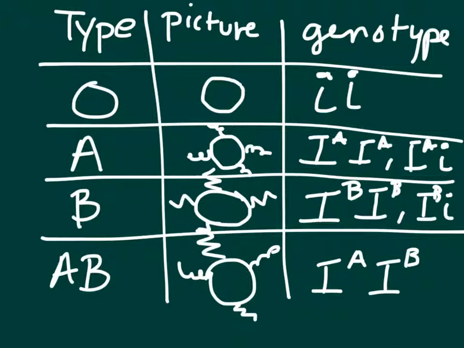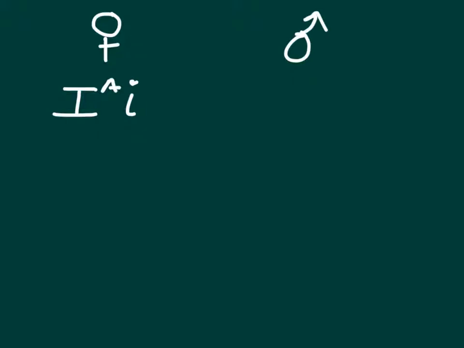Let's see this way. Take a mother who is heterozygous for type A. What's heterozygous for type A? What's her genotype going to be? And a father who is type O. Here you have a simple Punnett square again, right? We get to return to the happy squares of 4. Cross these two.